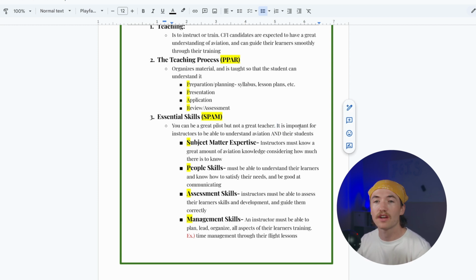Number 3, we're going to be talking about essential skills. I've seen other people use the acronym PAMS, but I like SPAM, so I use SPAM. All right, but you can be a great pilot, but not a great teacher. And this is a little subject that I want to just touch up briefly on.